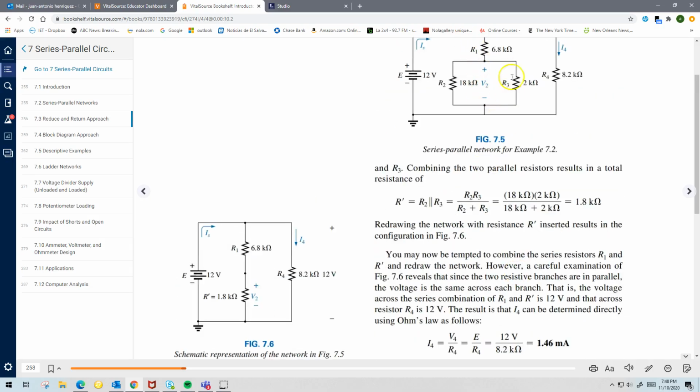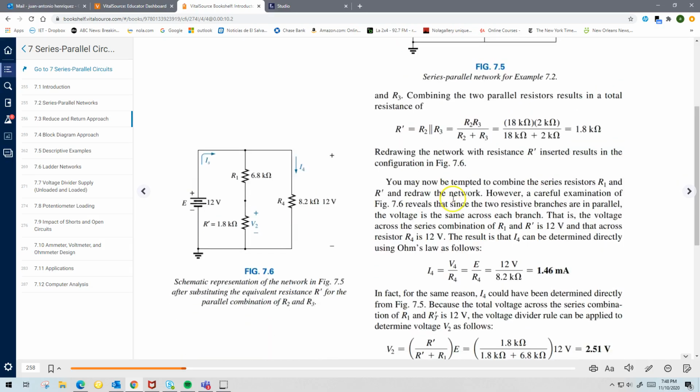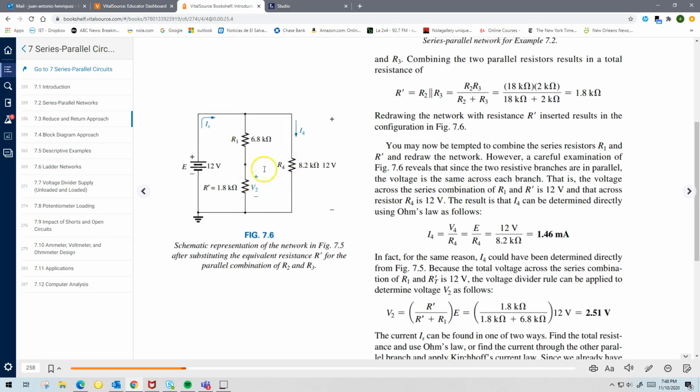Now, to find V2, which is this voltage here, it will help if I reduce the circuit like I have it here, right? And if you notice, there's more than one way you can find that voltage, but an easy, quick way is really to use voltage division. Why? Because the voltage from this node to that node is 12 volts, right? So the voltage across R1 plus the voltage across R2 is equal to 12 volts.